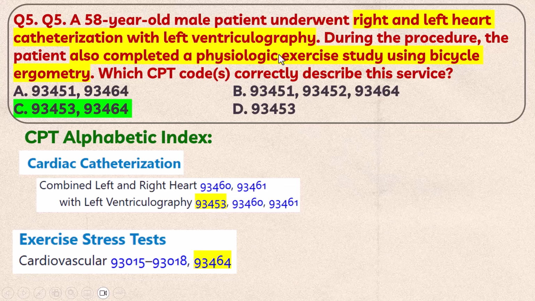Similarly, for the other test, that is exercise stress test, you can see physiologic exercise study. That means exercise stress test, and cardiovascular. There are codes here. Again, come back to the tabular list and confirm the answer. Once you confirm, the correct answer will be answer C.